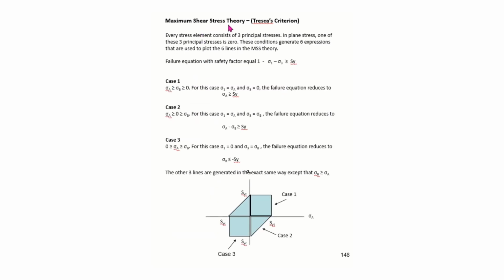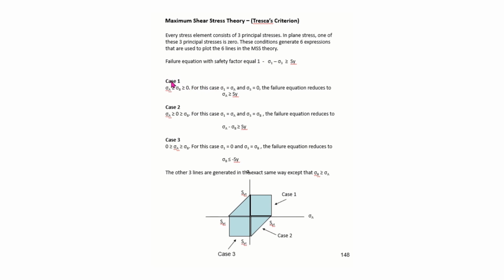Continuing with maximum shear stress theory, every stress element consists of three principal stresses. In plane stress, one of these three principal stresses is zero. These conditions generate 6 expressions that are used to plot the 6 lines in the maximum shear stress theory. So the failure equation that we're going to plot to get the failure envelope with the safety factor equal to 1 is given by this expression here. Sigma 1 minus sigma 3 is greater than or equal to SY. And that's when our safety factor is equal to 1.